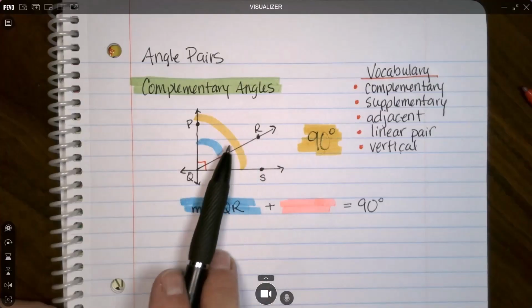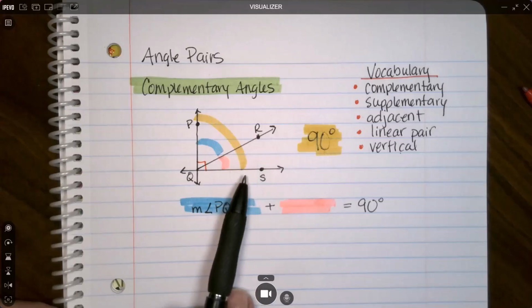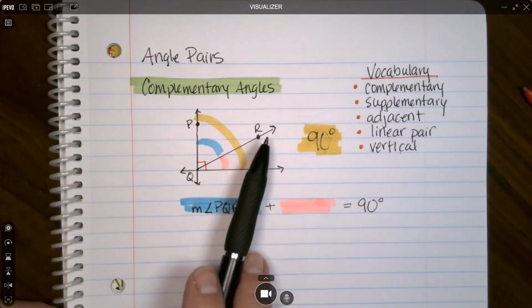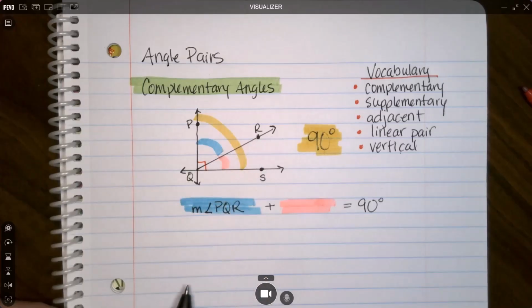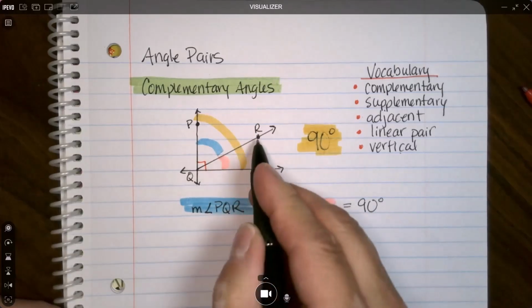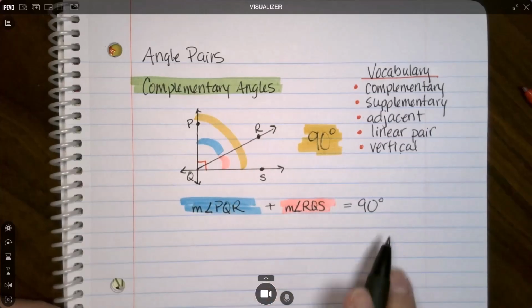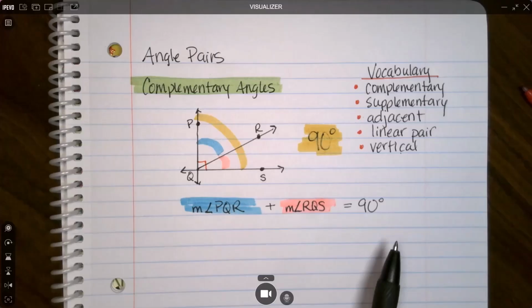I could have started with R and done RQS too, talking about that blue angle. The P and the R can be switched, but the Q has to be in the middle. So for this pink angle, you can go RQS, or you can say SQR. I'll start with R. Plus the measure of angle RQS equals 90 degrees. Now this is in text. Obviously, if you're reading a book, it's not going to be highlighted like that, but you could highlight it.